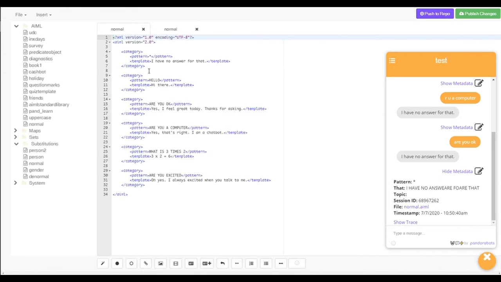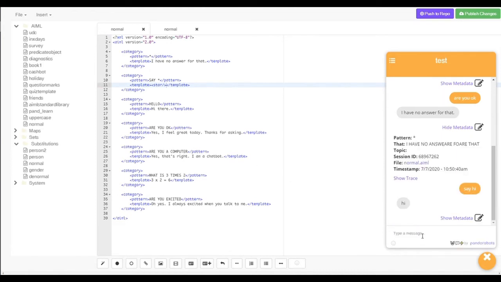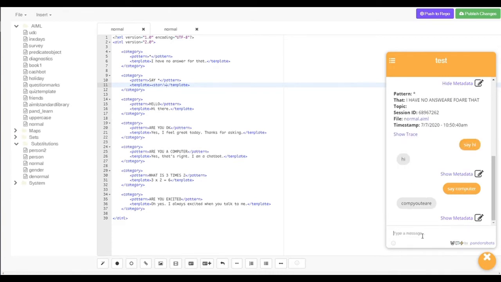As an example, let's try saying, copy that. You can say whatever, and we'll display that back there. So say hi, say computer. Do you see why? Because the U's gone to the word U and the R's gone to R.